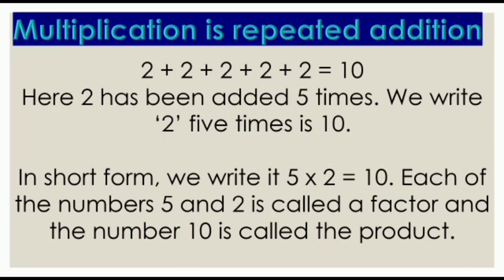Okay. So each of the numbers 5 and 2 is called a factor and the number 10 is called the product. अभी जो नंबर है 5 and 2, वो दोनों नंबर्स को मल्टीप्लिकेशन में क्या बोलते हैं? फैक्टर. और उसका जो आंसर आता है उसको बोलते हैं प्रोडक्ट. सो दिस इज द कंसेप्ट ऑफ फैक्टर एंड प्रोडक्ट. Now let us see further.